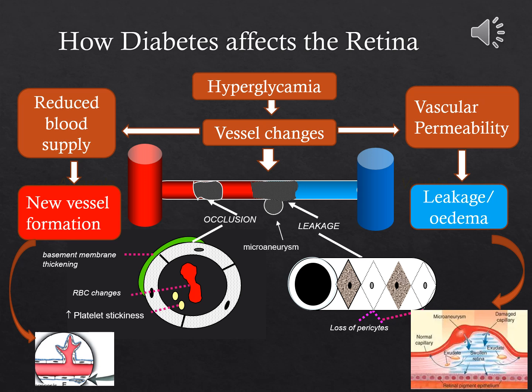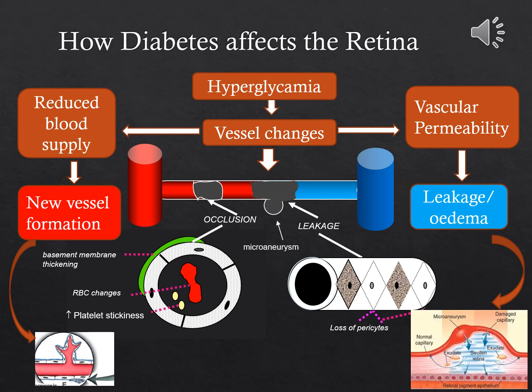This diagram shows us how diabetes affects the retina. As a result of hyperglycemia from diabetes, there are various changes to the vessels and the vessel wall. Firstly, changes within the vessel, such as red blood cell changes and increased platelet stickiness, as well as basement membrane thickening, can lead to occlusion, and this results in reduced blood supply and ultimately new vessel formation and angiogenesis. These new vessels can occur on the optic disc and also elsewhere in the retina.